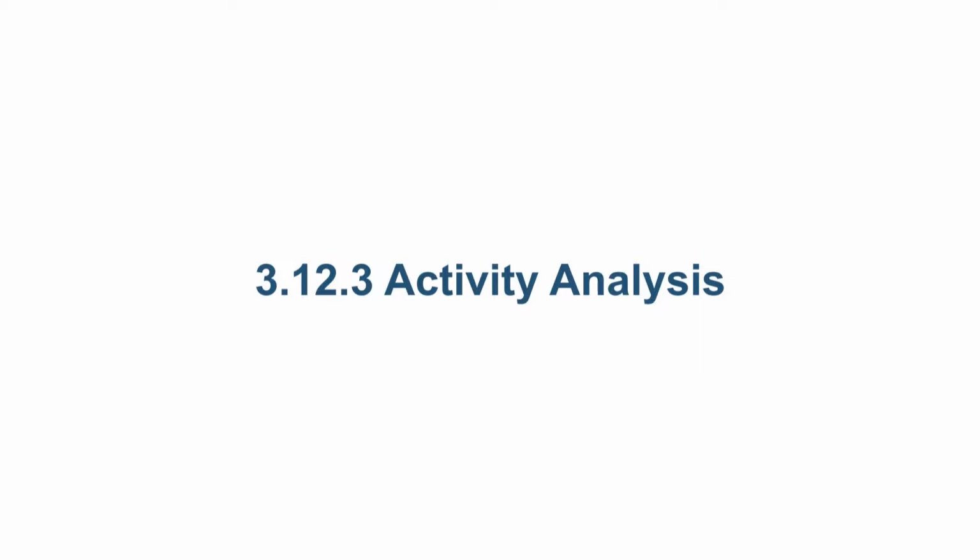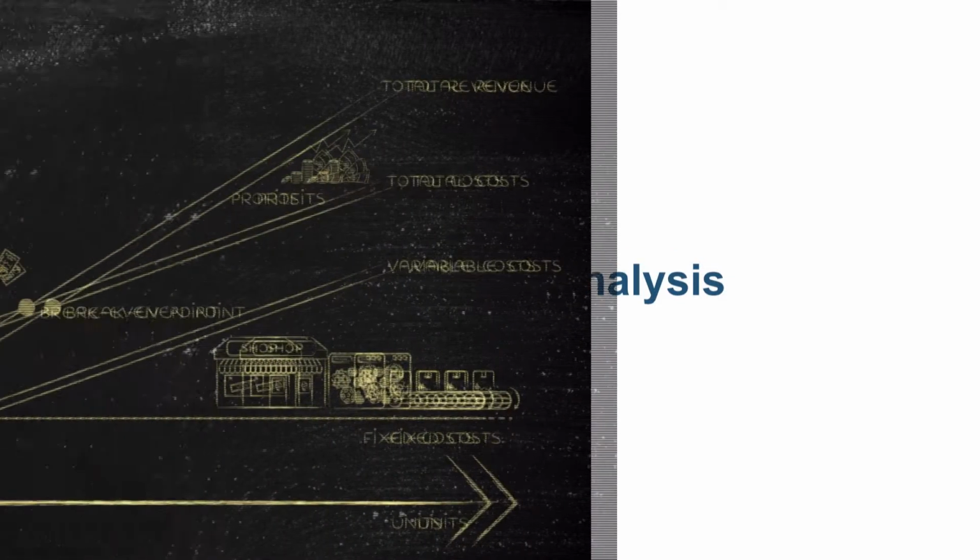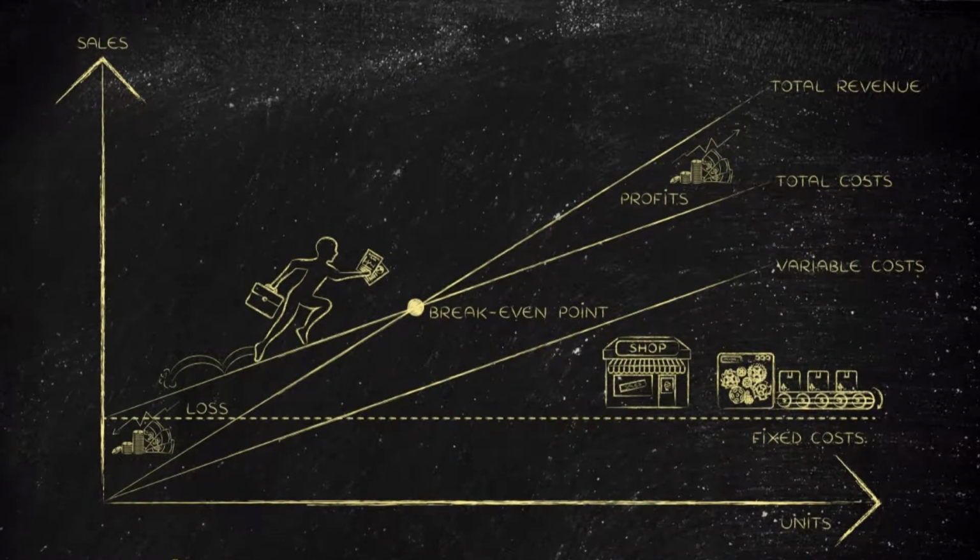Okay, welcome to 3.12.3 activity analysis. First and foremost, this is probably the simplest analysis to understand out of the three, being liquidity, solvency, and activity. Anytime you hear activity in the world of financial accounting, we're talking about profits, profit margins, increase of assets, basically to generate sales.